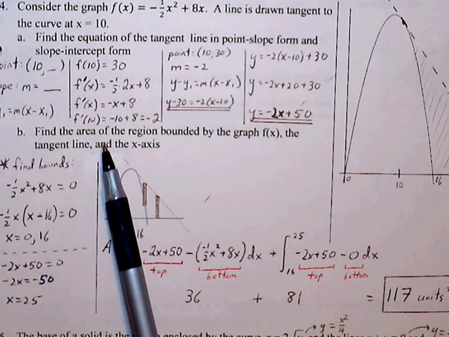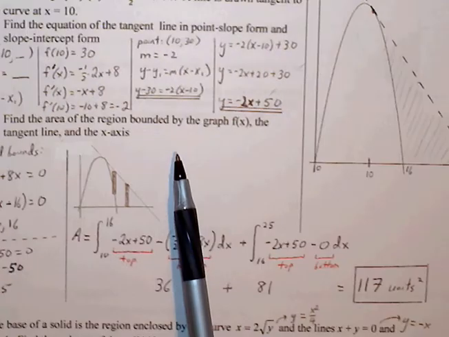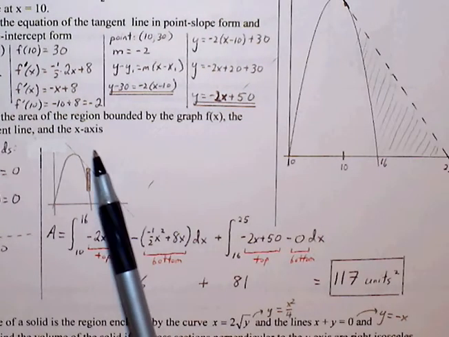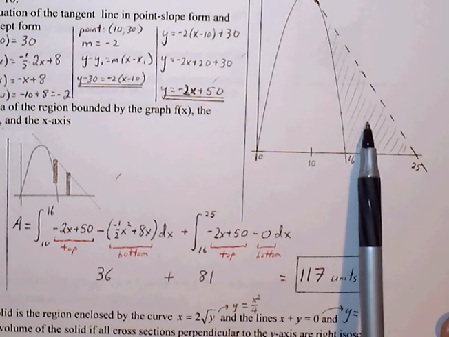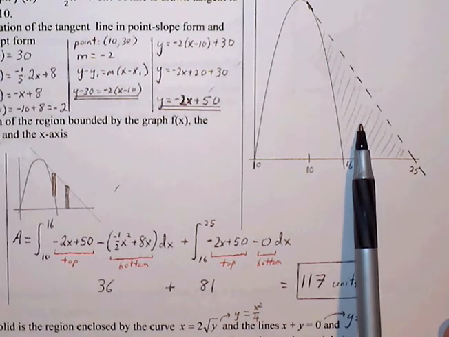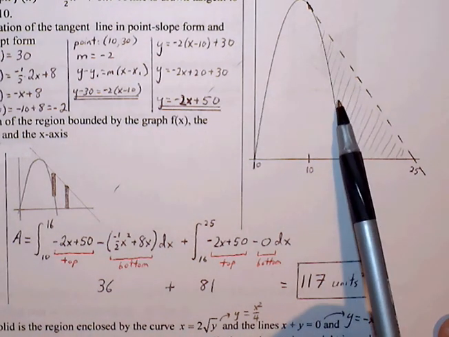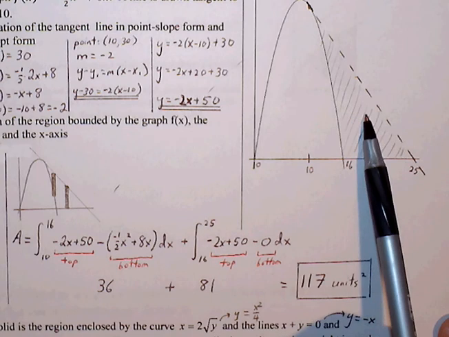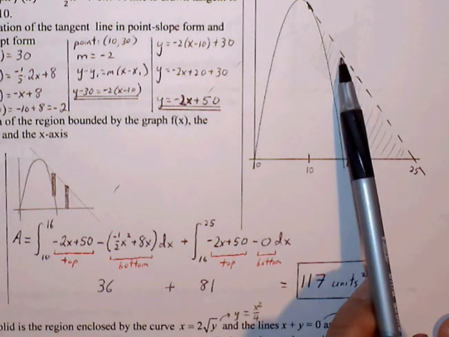Okay, part B, find the area of the region bounded by the graph f of x, which is the curve, the tangent line, and the x-axis. So we're essentially looking for the area of this region. Now, if we want to find the area of this region, the first thing we need to see is that we have to split this up into two definite integrals, because there's a shift in the bottom curve.